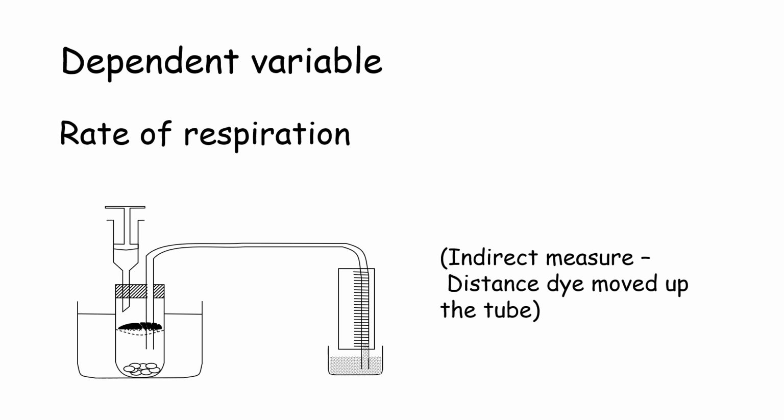But independent variable is always the thing that you're changing in the experiment. Only one thing should be changed, one variable. And the dependent variable is the measured component of it. And when we're looking at respiration, it's normally always rate of respiration.